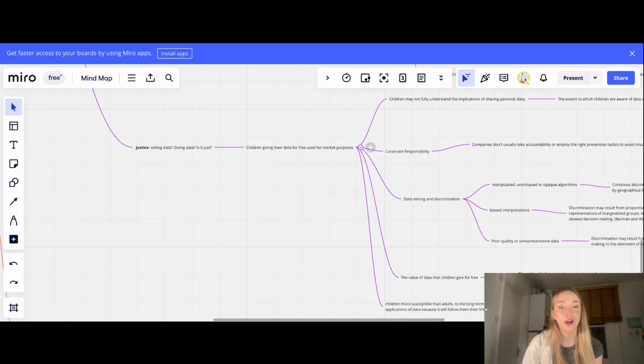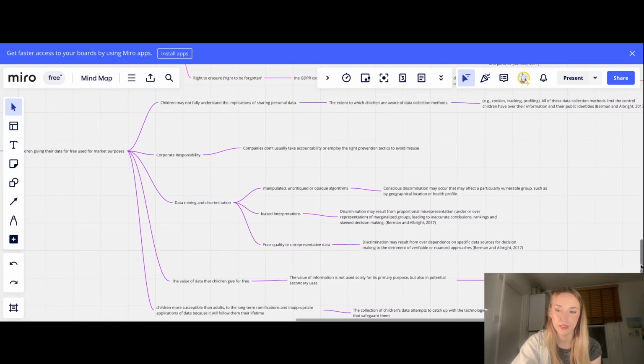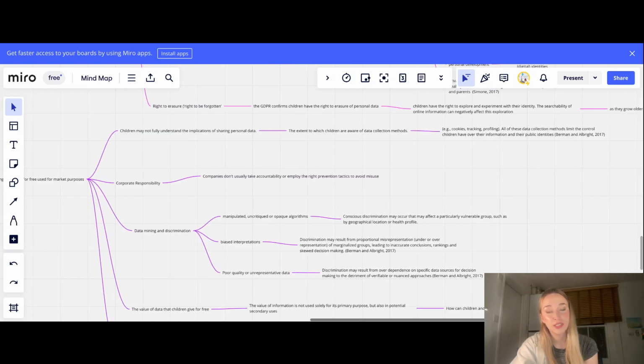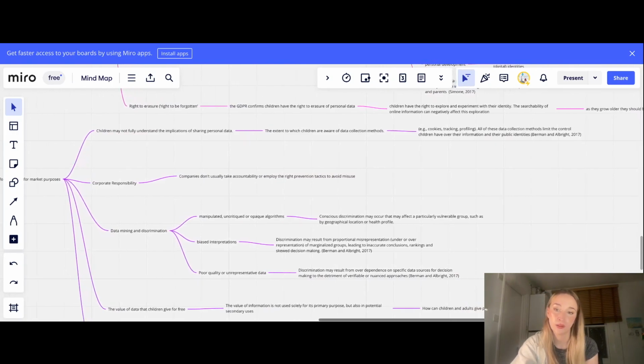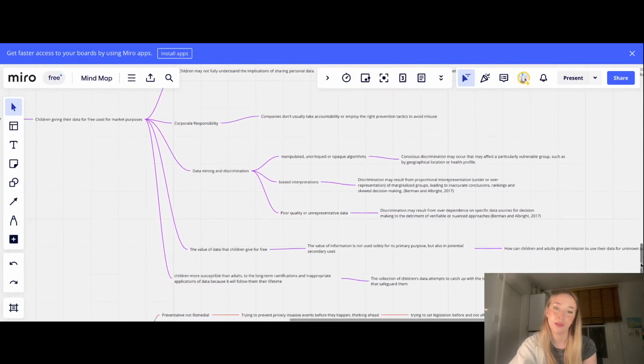So the third block I want to mention in terms of smart toys and the ethics surrounding them is justice. Is selling data just? Children giving their data without them knowing, children giving their data for free for market purposes. Children may not fully understand the implications of sharing personal data. The extent to which children are aware of data collection methods, for example, cookies, tracking, and profiling. All of these data collection methods limit the control children have over their information and their public identities. And as we mentioned earlier, they are not always capable of deleting these public identities.